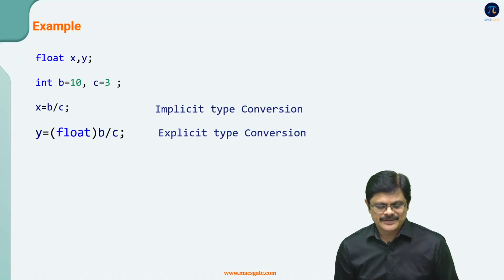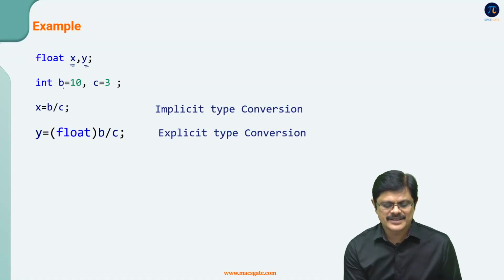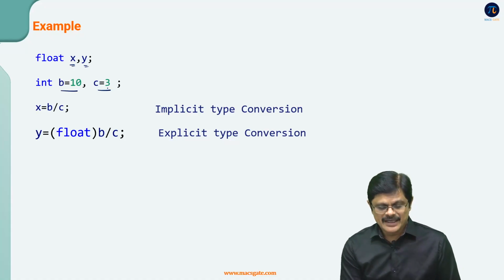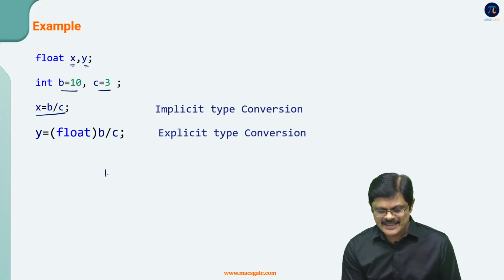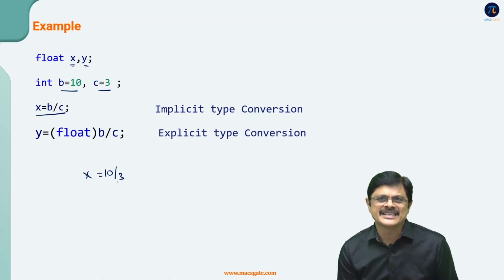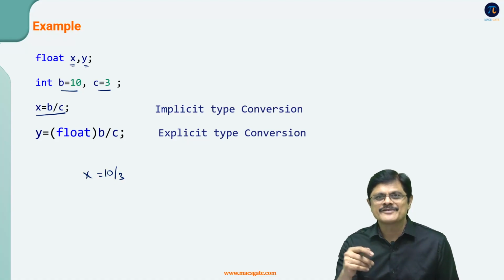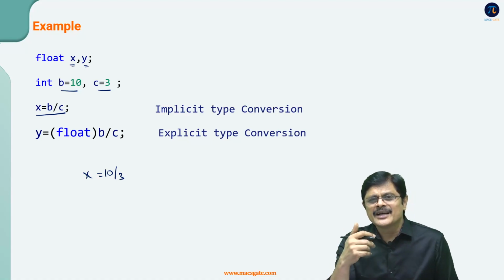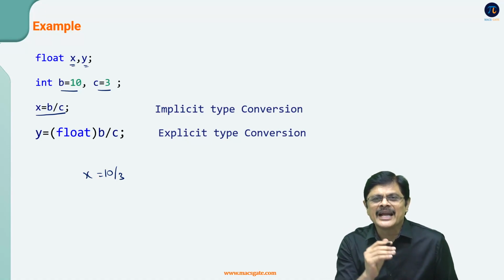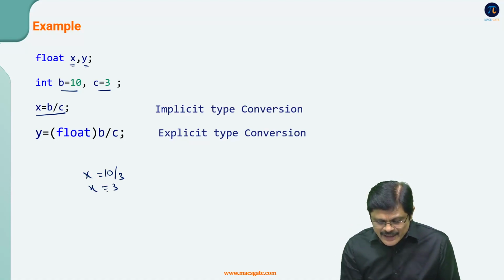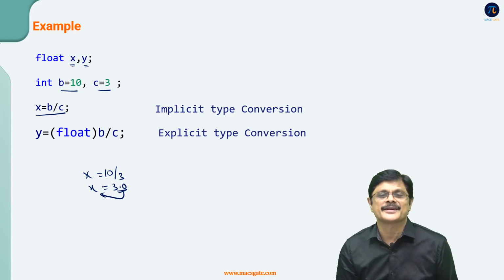Now look at this example. Here we have two float variables and two integer variables. Here x is equal to b by c. See, normally 10 by 3, if you observe, 10 and 3 both are integers, so 10 by 3 will be 3, because when both are integers, integer division takes place. So that 3, when you assign it to float, is converted to float, that is 3.0, and assigned to x. So if you print x, you are going to get 3.0.